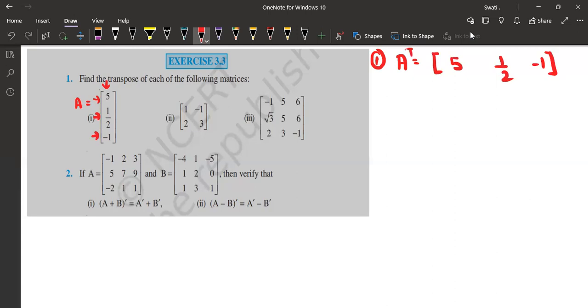We also write down the transpose of a matrix as A raised to the T. T here is the transpose. Let's move to the next one.